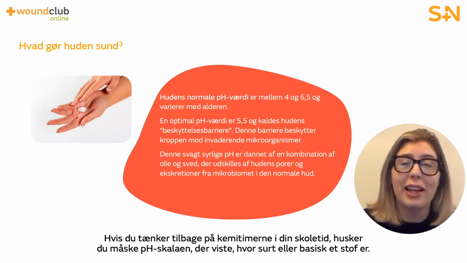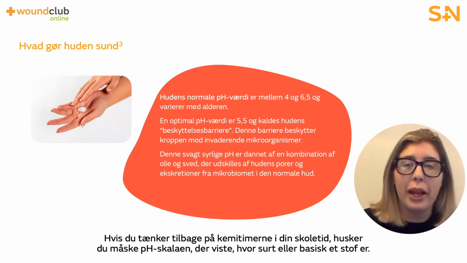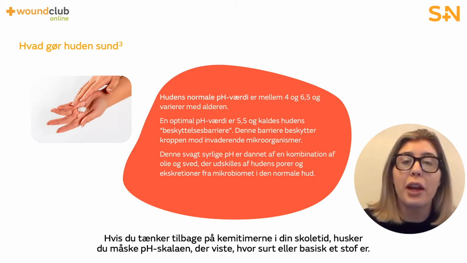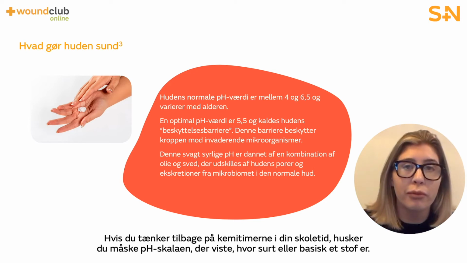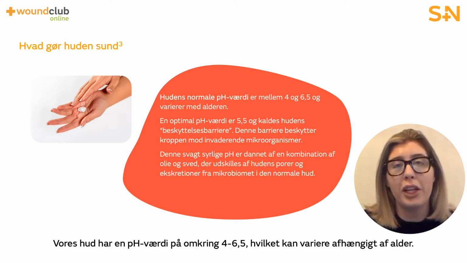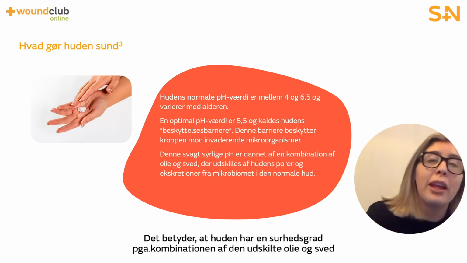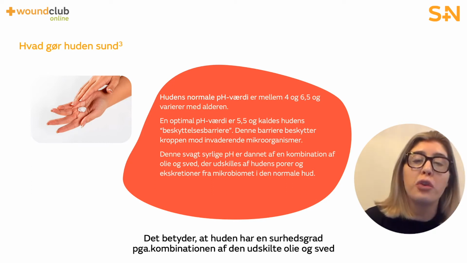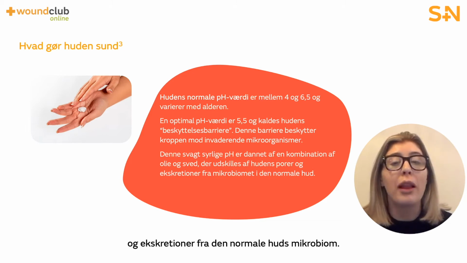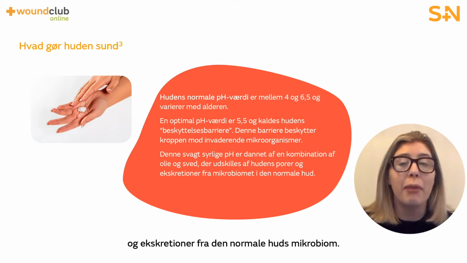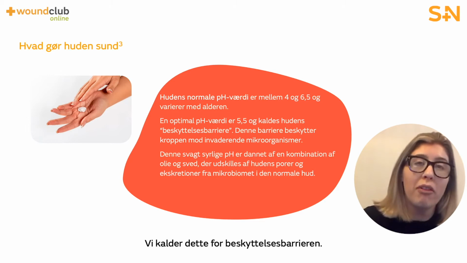If you think back to science lessons at school, we had the pH scale, and that showed how acidic or alkaline something was. Now, our skin has a pH of around 4 to 6.5. That can vary on age, but essentially what this is telling you is that the skin is acidic due to a combination of excretions of oil and sweat, as well as excretions from our normal skin microbiota. We refer to this as the acid mantle.